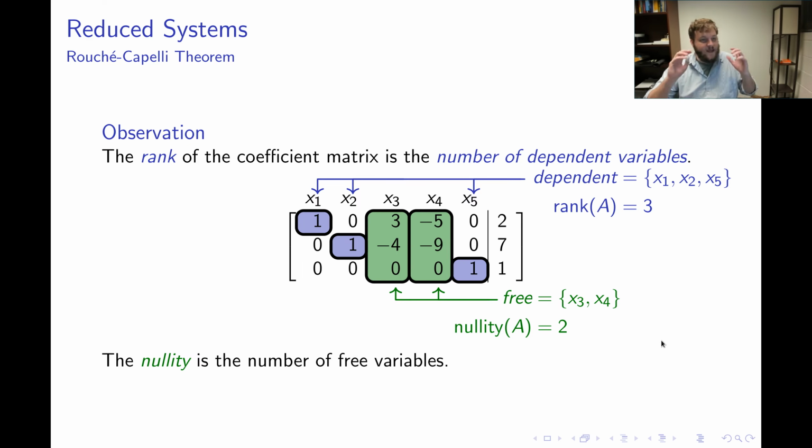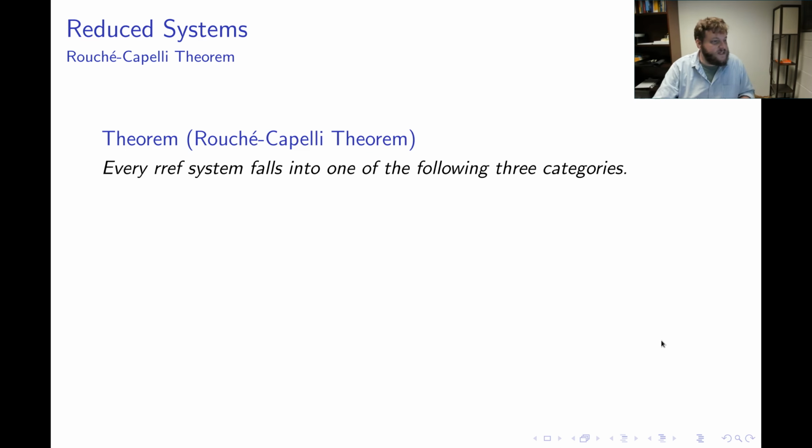So when I'm in reduced row echelon form, I can easily identify the dependent and free variables. The number of dependent variables is the rank of the coefficient matrix. The nullity of the coefficient matrix is the number of free variables. And I'm also able to quickly identify whether or not my system is consistent by checking whether or not there is a pivot in the augmented column. This leads us to what's called the Rouche-Capelli theorem.